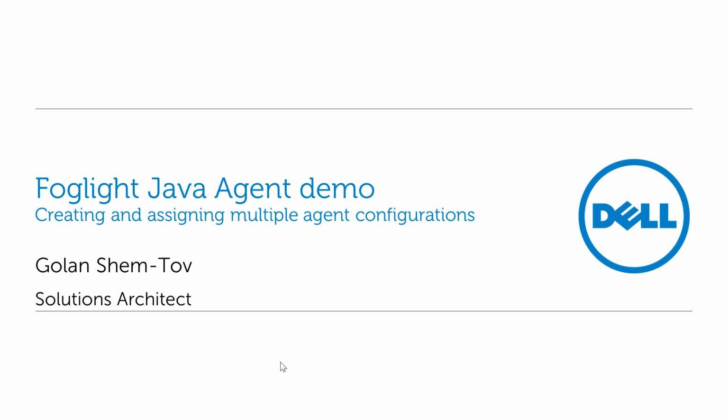My name is Shem-Tov. I'm a solution architect with Dell. In our demo today, we will see how we can create and assign multiple Java agent configurations in Foglight.